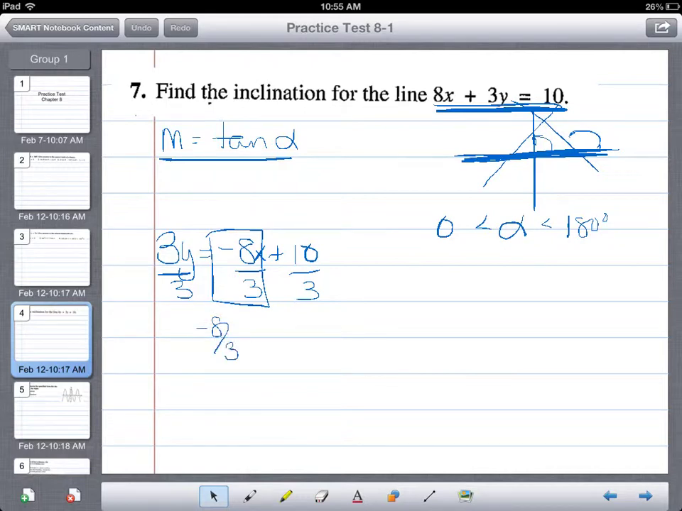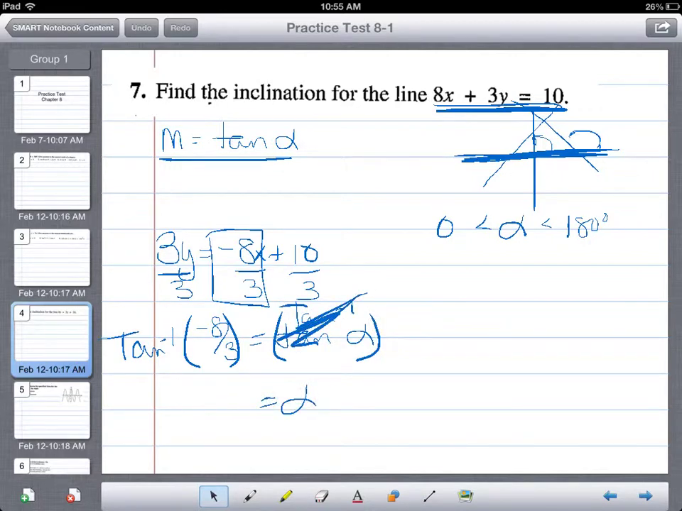Negative 8/3 is equal to tangent of that inclination angle. What I'm going to do then is take the inverse tangent of both sides. So that's all gone, and we'll solve for alpha. Now inclination angles are only measured in degrees, so make sure your calculators are set to degrees. Then we'll take the inverse tangent of negative 8/3. My calculator gives me negative 69.4 degrees.